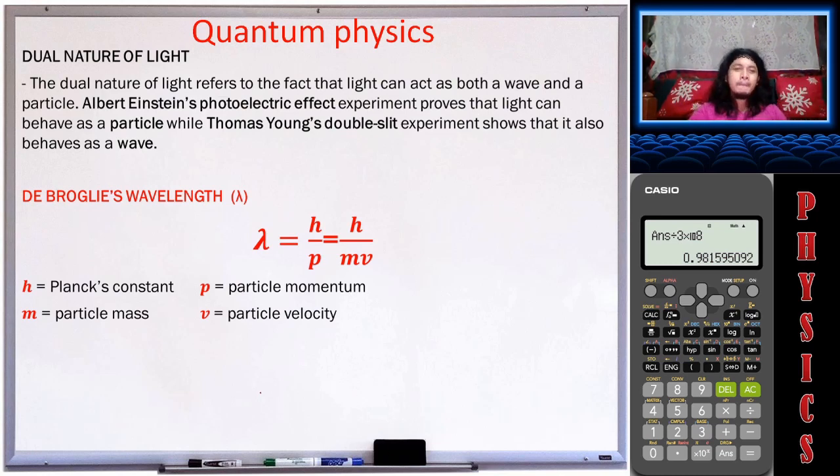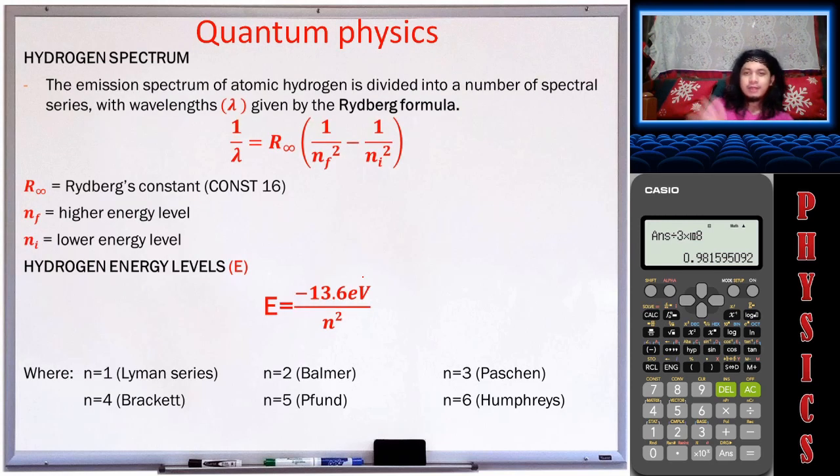Okay. And then, meron tayong tinatawag na de Broglie's wavelength. The formula of de Broglie's wavelength is equal to h over p, where h is the Planck's constant and p is the particle momentum. Substituting the formula for momentum, that's mv, the de Broglie's wavelength is h over mv. Easy. Let's proceed.